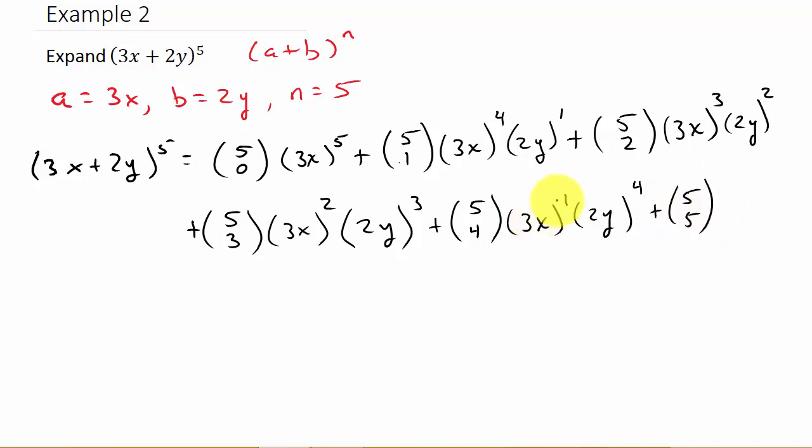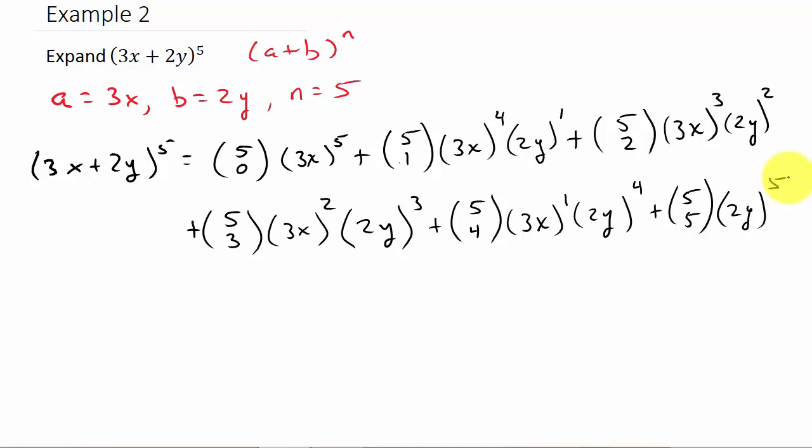to be, well, this is a to the 1st, so this would be what? A to the 0. Well, what's a to the 0? This 3x to the 0, that's just 1, so we're not going to write it down. And then that would be times b. This was b to the 4th, so that's b to the 5th. All right, so there we have it.